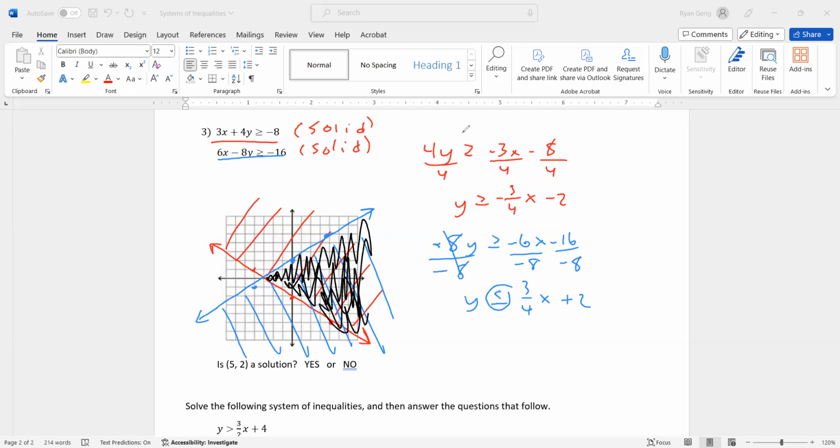Make sure you're shading it darker or a different color, some way to make it very clear what the solutions are. Now there's a follow-up question, a little different than the last two. Last two I said, give me 2 solutions. Now I'm asking you, is (5, -2) a solution?